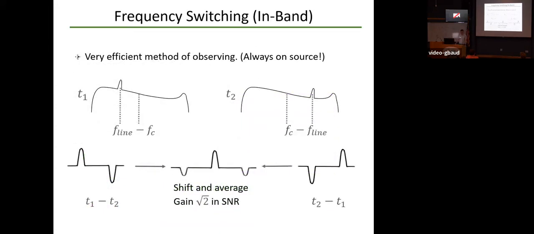Now, look at this a little bit more in depth. As we said, this is very efficient. It's always on source. So we have our center frequency, and we see our bandpass shape here looks the same between time 1 and time 2. And we are just switching the electronics such that we change what frequencies we have here listed at the center. We're shifting our line from over here to over here in that observing epoch.